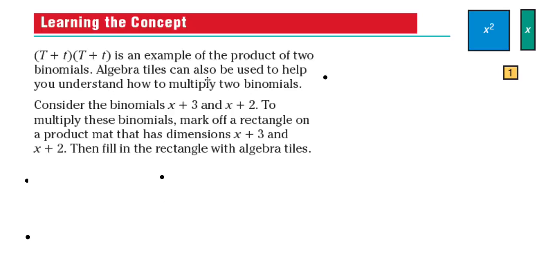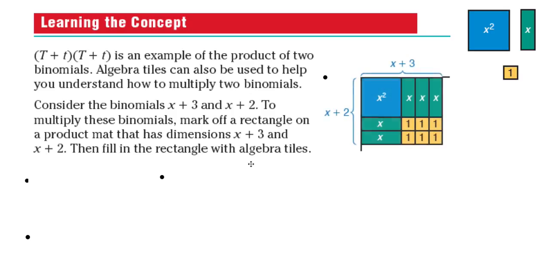Algebra tiles can also be used to help you understand how to multiply binomials. Consider the binomials x plus 3 and x plus 2. To multiply these binomials, mark off a rectangle on the product mat that has dimensions x plus 3 and x plus 2. Then fill in the rectangle with the algebra tiles. What does that mean? Let's find out. This is what it means.